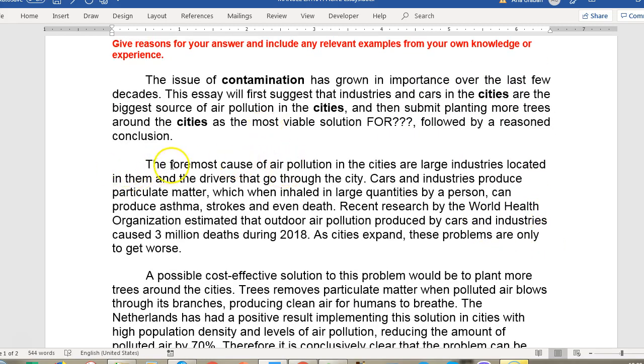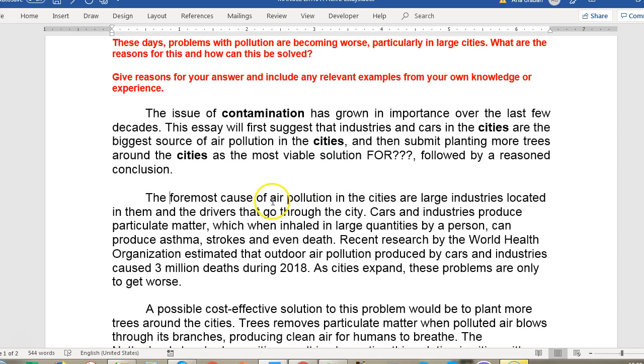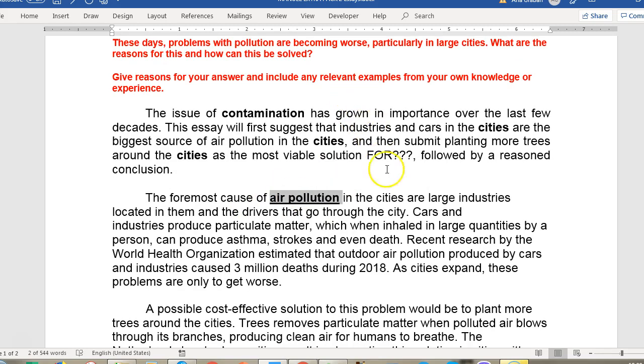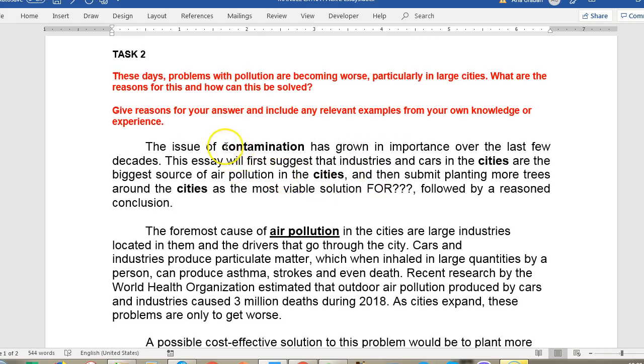The foremost, probably the first and foremost, right? This is a collocation, which means the very, very first. Cause of air pollution in the cities. Oh, yes, and this is where we go. Air pollution. So this is what you want to discuss. So perhaps you might announce this somehow in the introduction because you haven't mentioned. Oh, yes, you have. Air pollution. Yes, you have. Yes, you have.